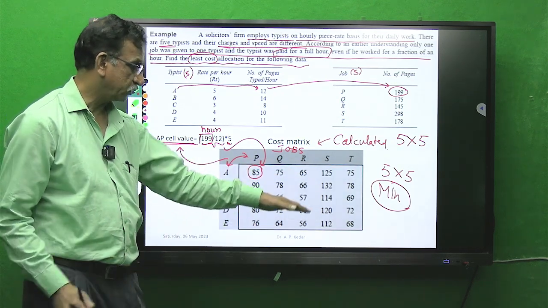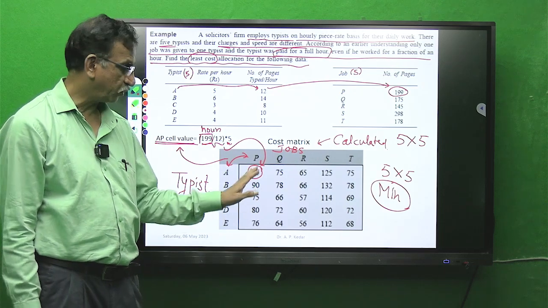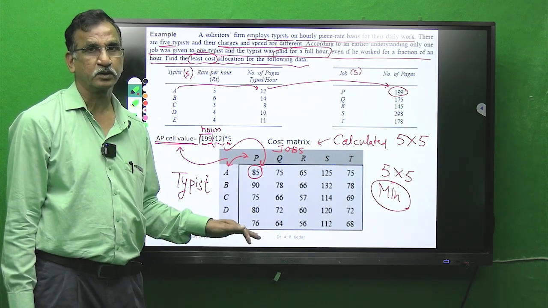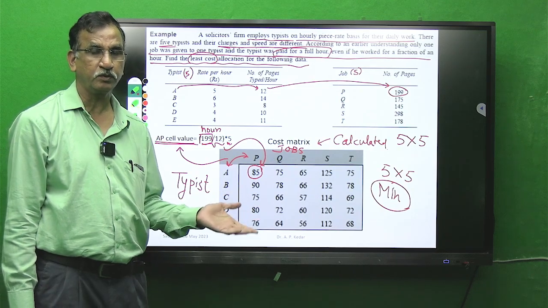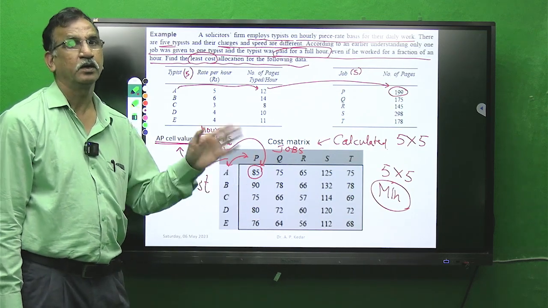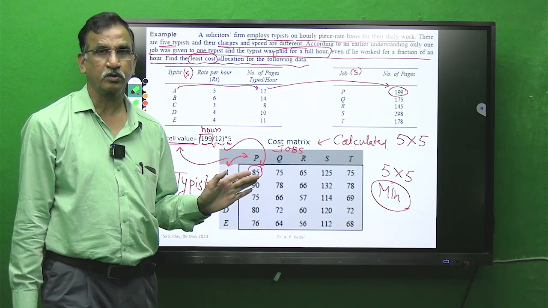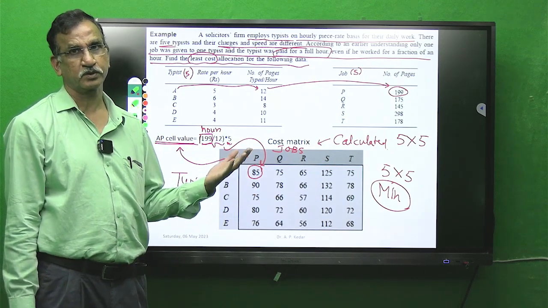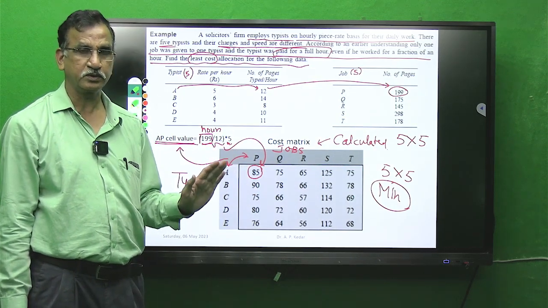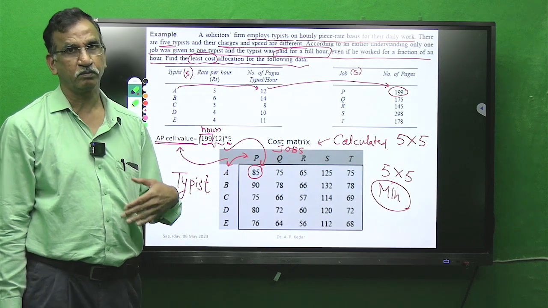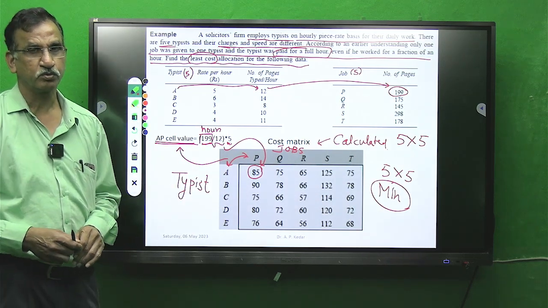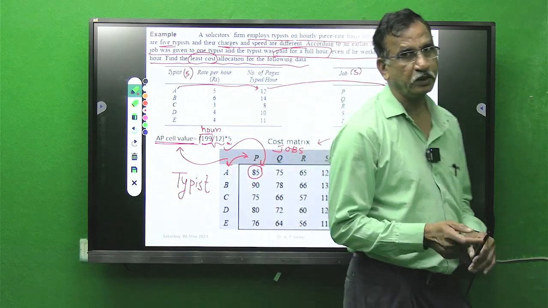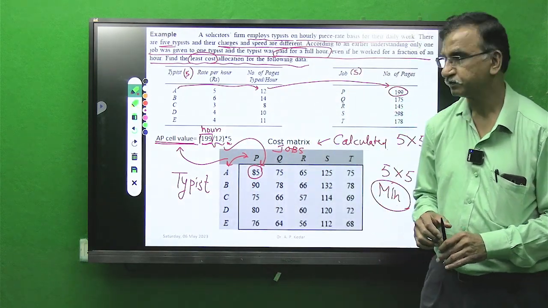So after that, what you have to do? Perform row reduction, perform column reduction if required, assignment, draw the minimum number of lines covering all the rows, check whether it is equal to the size of the matrix. If yes, the solution is optimal, that is reached. If not, move towards the optimal solution by the steps as we have discussed in earlier cases.